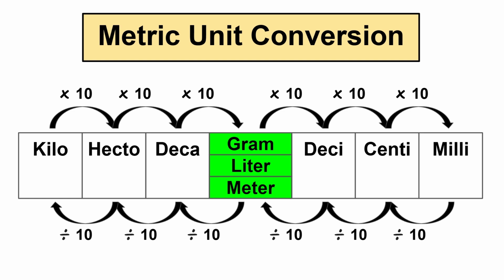Now, since multiplying moves the decimal of a number to the right and dividing moves the decimal of a number to the left, we can convert units by simply counting the number of places from one prefix to another prefix and moving the decimal that number of places. So we simply need to determine where we should start on the conversion line and where we should stop.